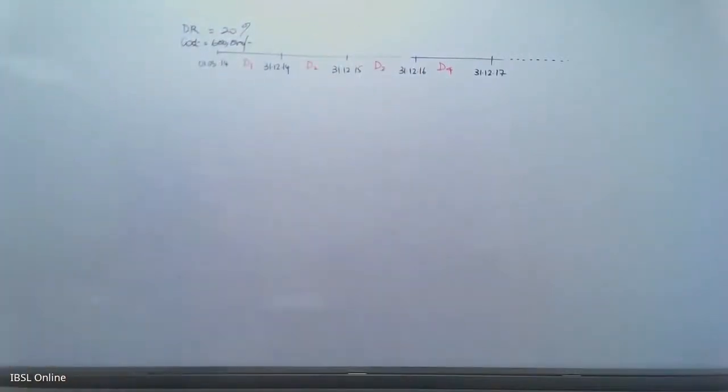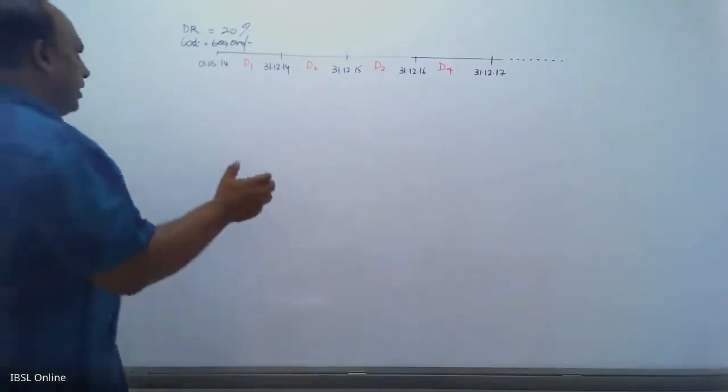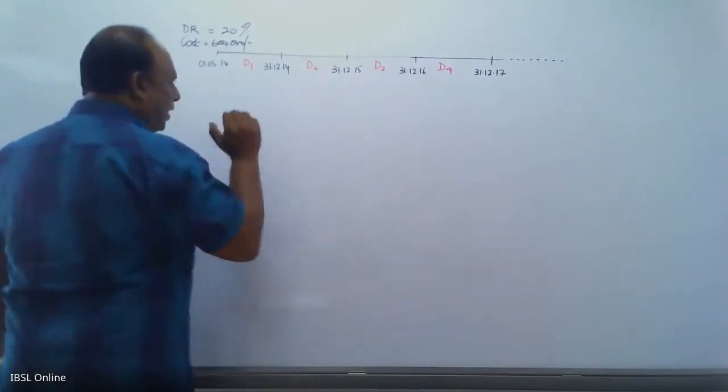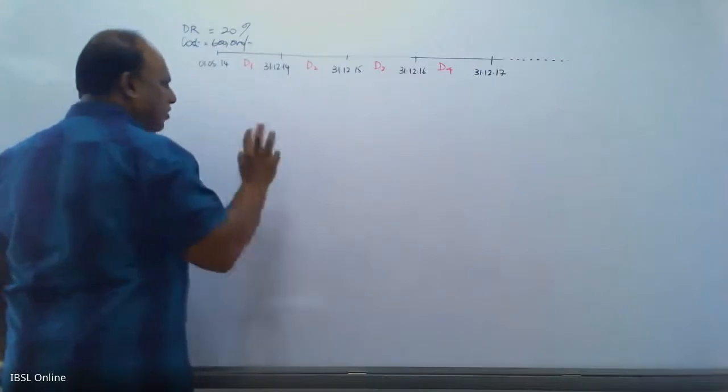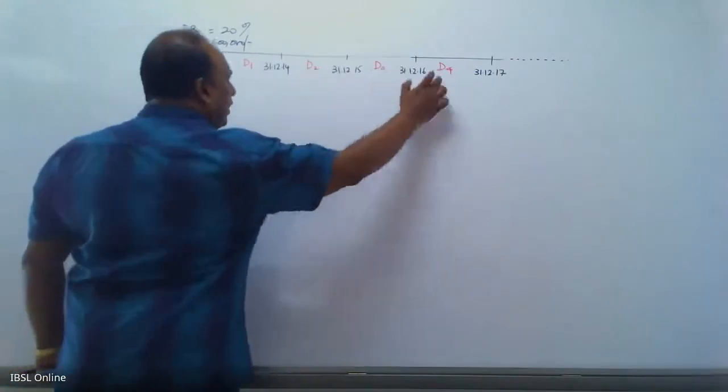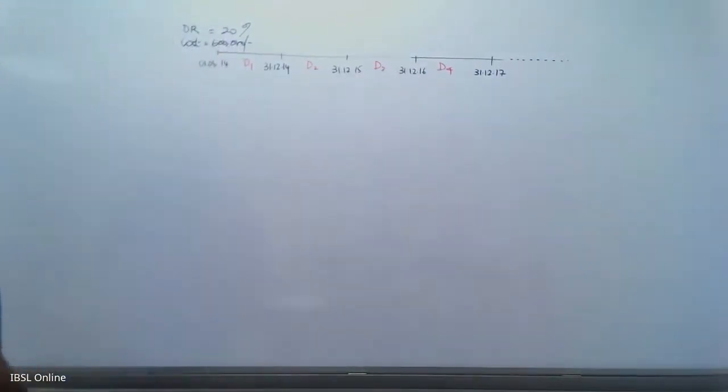So they want you to calculate D1, D2, D3, D4. The problem here is it is not going to be the same as what we did under the straight line method. Under the straight line method you saw D1 was different, D2, D3, D4 were the same. But now it is not going to be the case. That is the speciality of the reducing balance method.